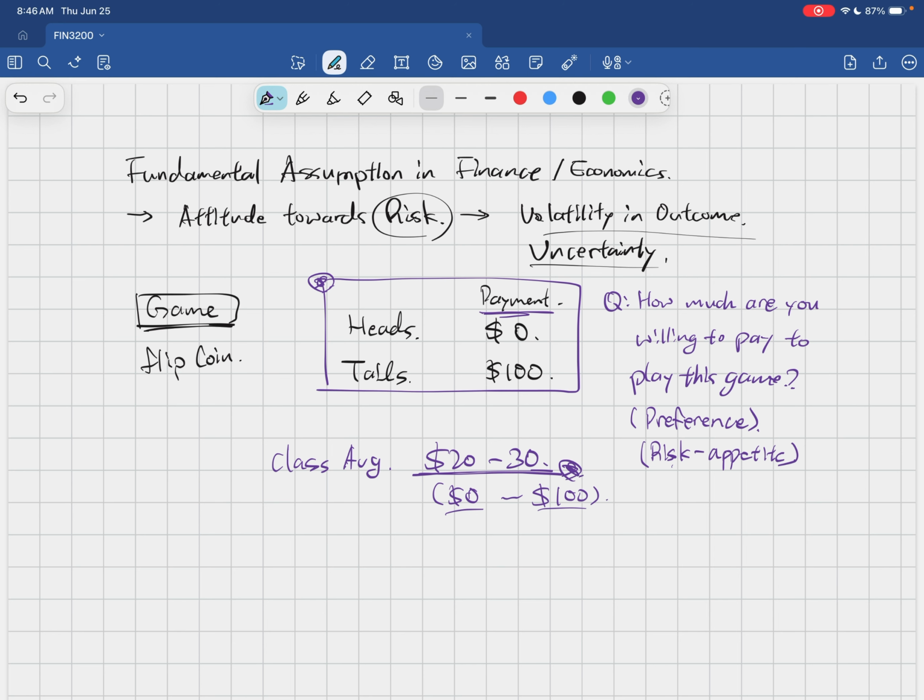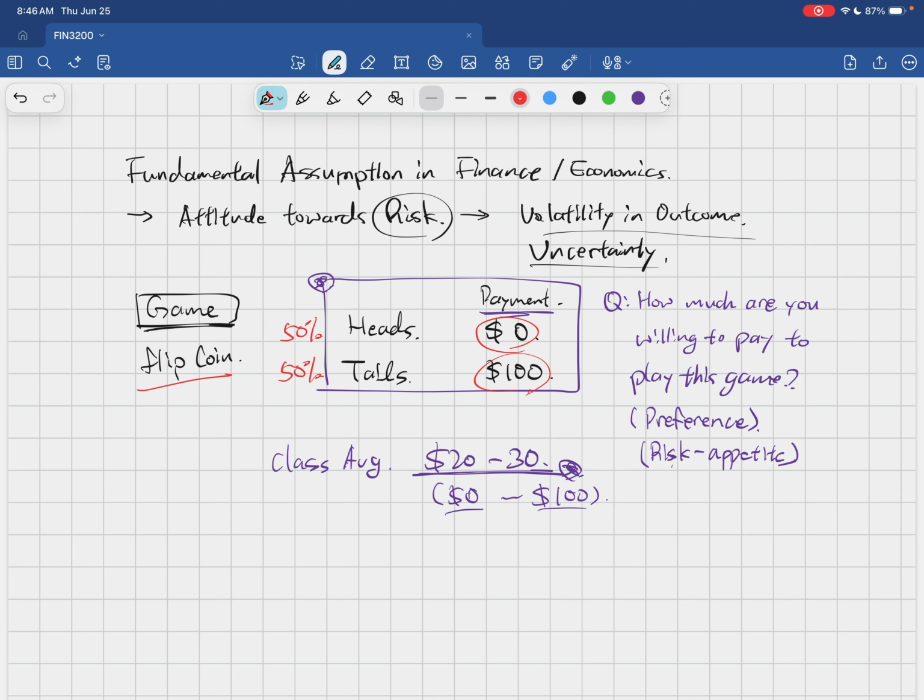This is very interesting because if you go back to your statistics course, you know how to calculate the expected values of these things. We're flipping a fair coin, so the probability that the outcome is heads is 50%, and the probability that it's tails is also 50%. These are the realized values when it's heads and tails.